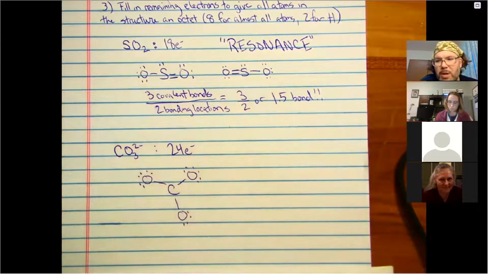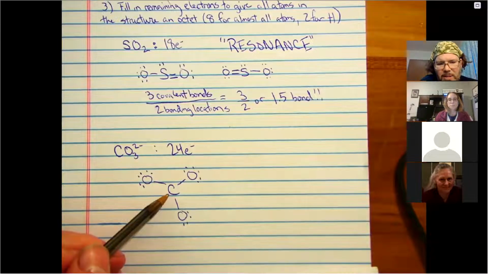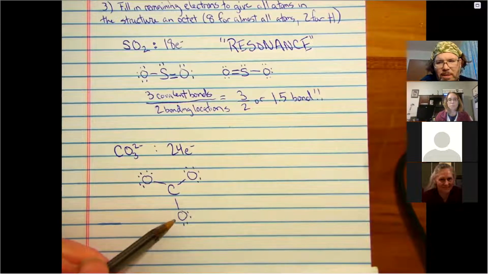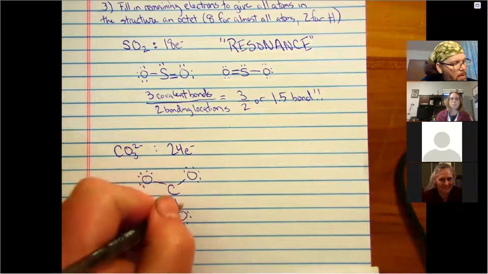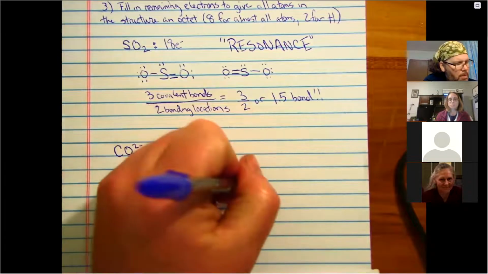So I have put 16 more electrons into my structure now. I only have 2 electrons left to put into my structure. And right now that carbon only has 6, that oxygen only has 6. The only way that we're going to be able to give a full outer shell, an octet, to both of those is to share another pair of electrons. So that is a good looking Lewis structure for carbonate.